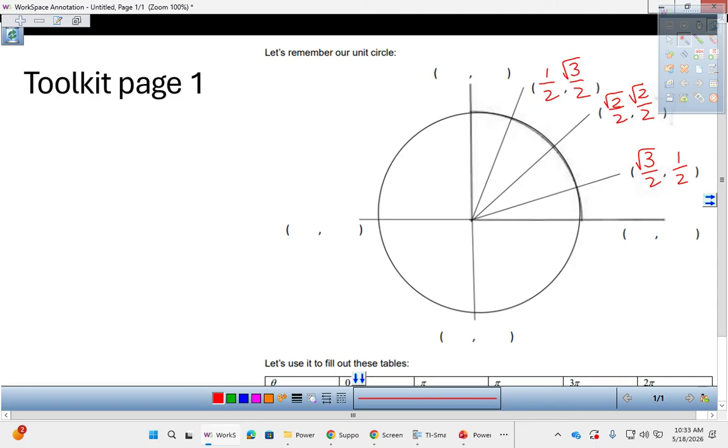What about our corner coordinates? Like these, what do they have? Zeros and ones, right? So this one is a 1 and a 0. This one is a 0 and a 1. This one's a negative 1 and a 0, and a 0 and a negative 1.